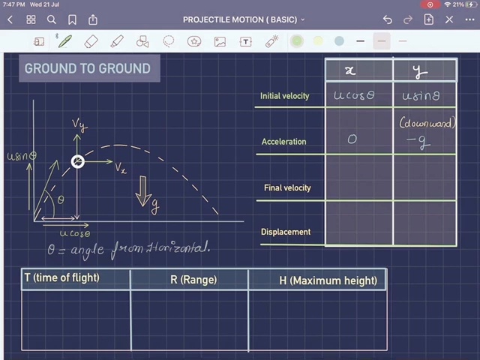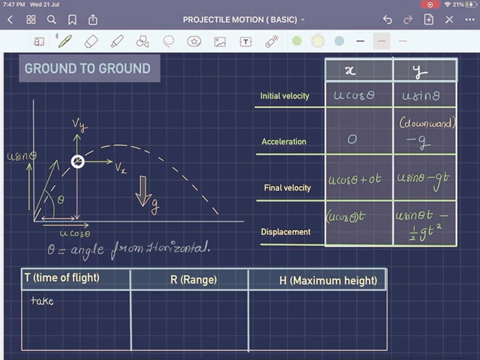Then we are going to use v equals u plus at to get the final velocities after time t, which is written here, and u sin theta minus gt. Then s equals ut plus half at squared, again an equation of motion, to get the displacement in x and y. They are going to be important to calculate the time of flight, range, and maximum height.